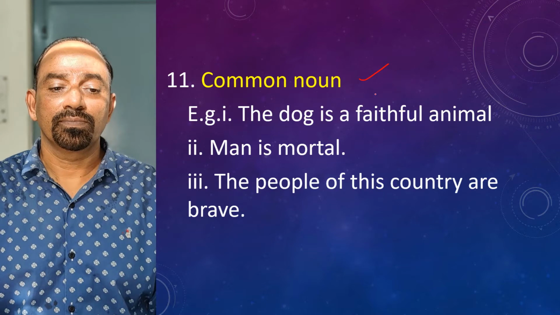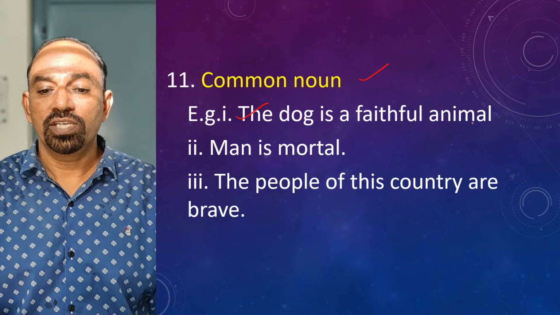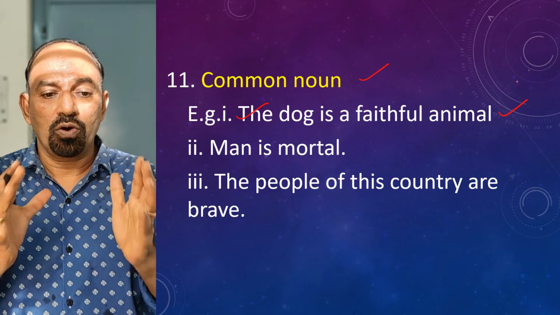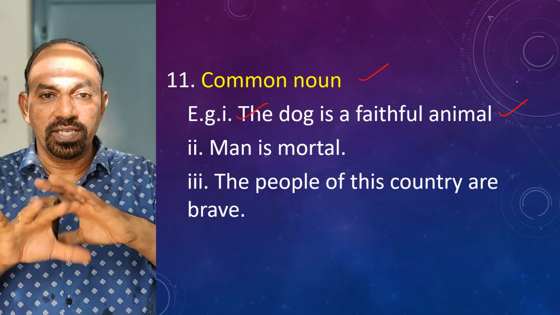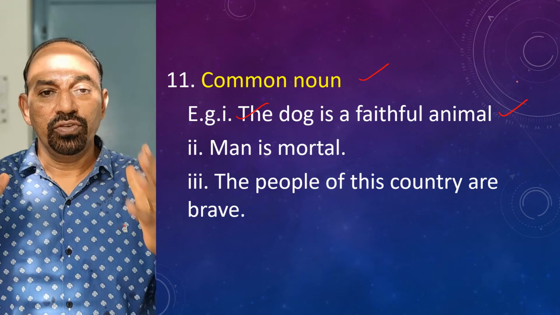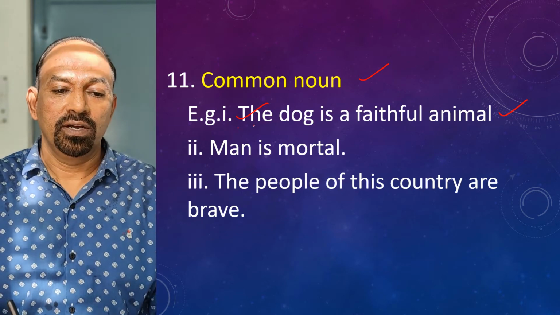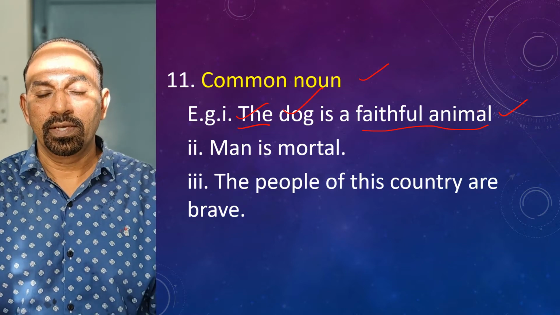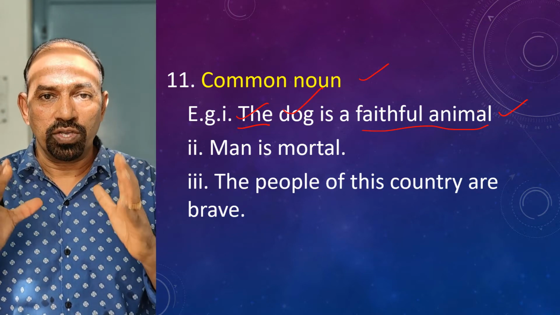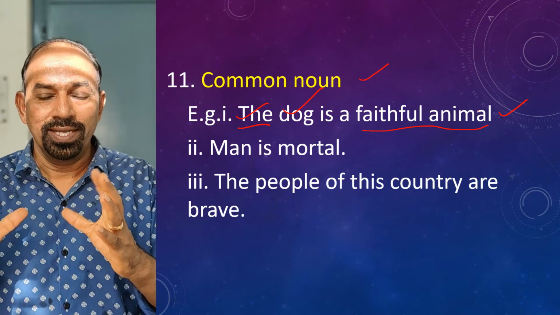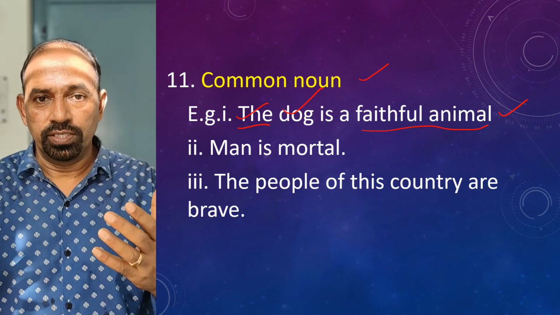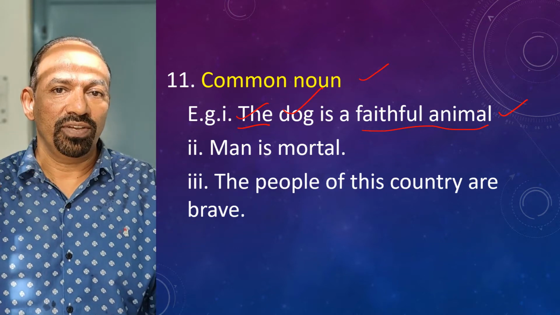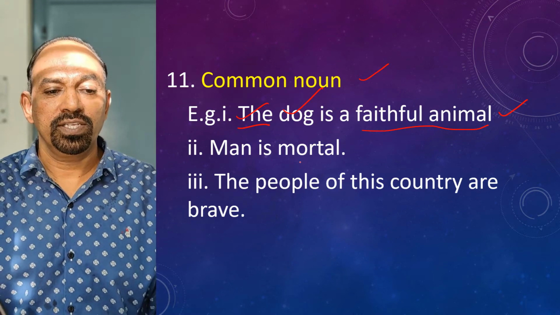Come to the next sentence. Common nouns. The dog is a faithful animal. When we use the common noun to represent the entire category, we use the definite article "the". Here we are not talking about a particular dog. The entire dog community comes under this usage. Look at the second sentence.